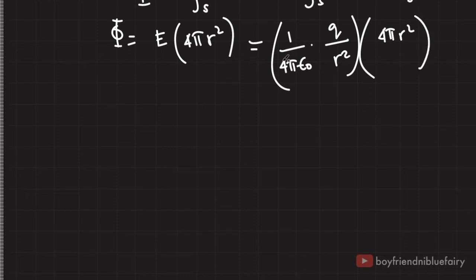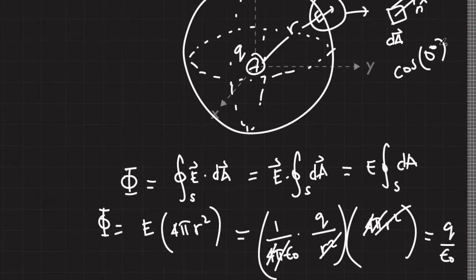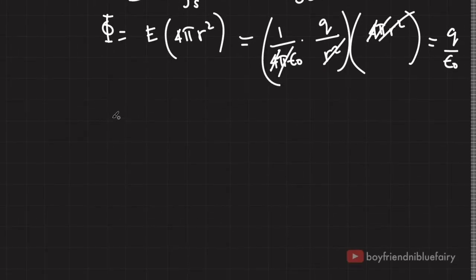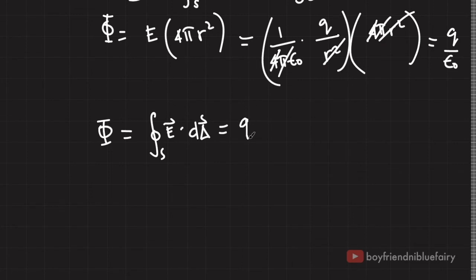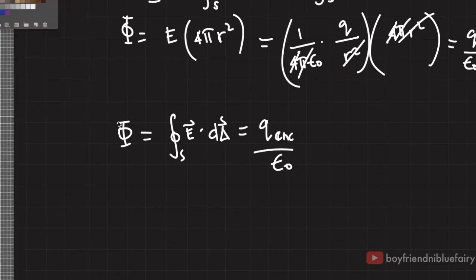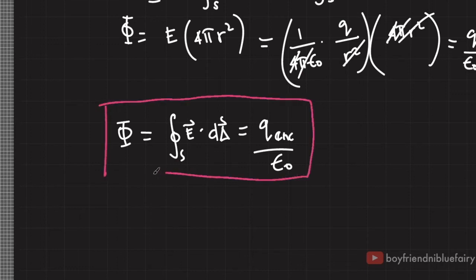So notice that 4 pi cancels out and the r squared cancels out. So we end up with q over epsilon naught. Remember that this q here is the enclosed charge by the surface. So flux is equal to the dot product of the electric field and the area, which is equal to the enclosed charge over epsilon naught. And this is the simple form of Gauss's law.